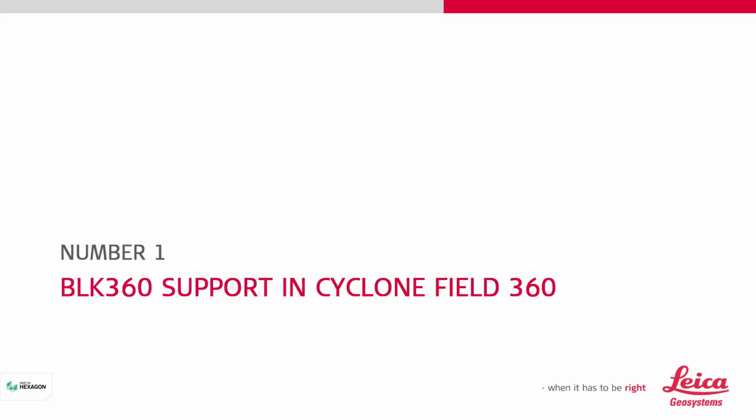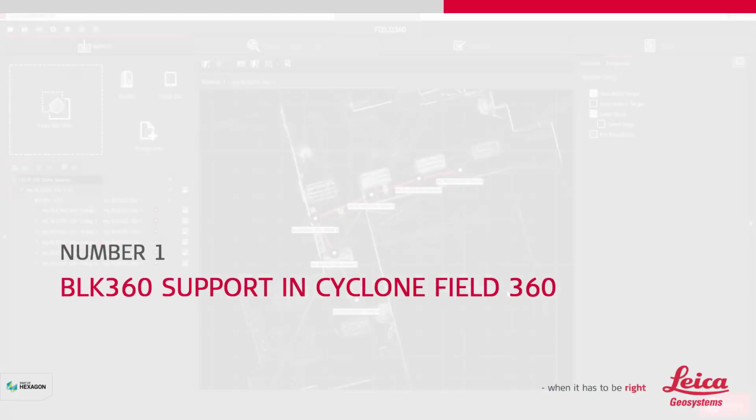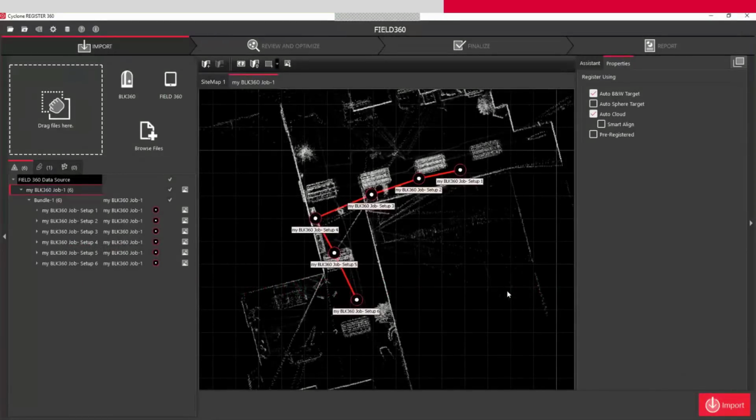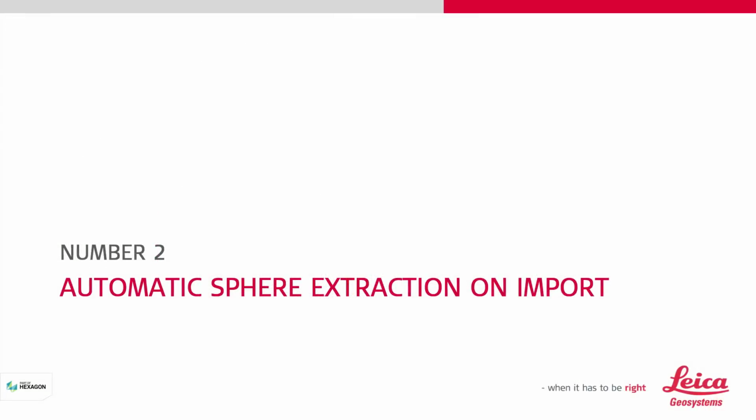So let's start. Number one, BLK360 support in CYCLONE Field 360. So you can see now that we have added a small icon which allows you to directly connect to your tablet where you've been using Field 360, and you can import your BLK360 datasets. So you simply connect wirelessly to the tablet, it will download the data and you'll see the data appear in your Register 360 software.